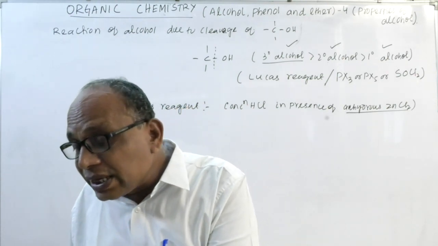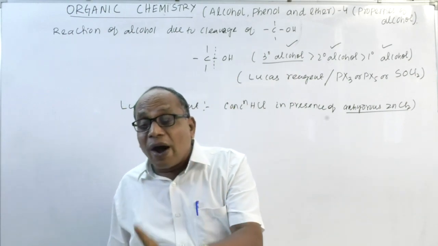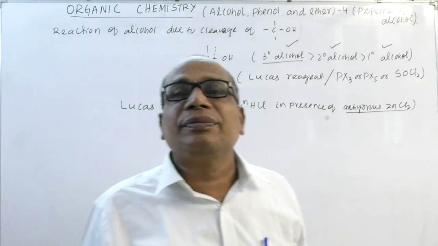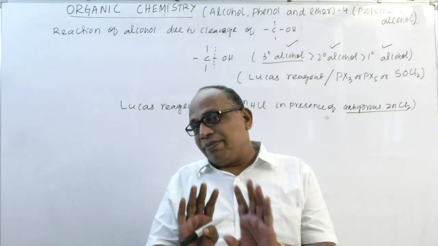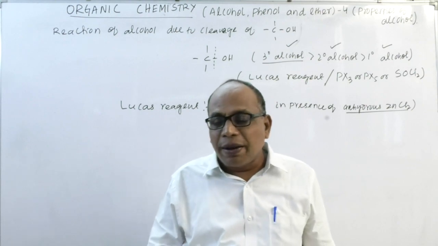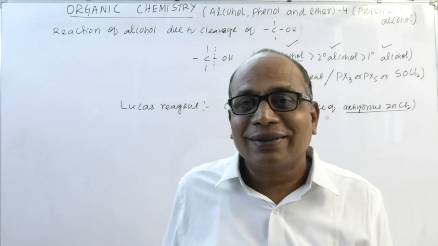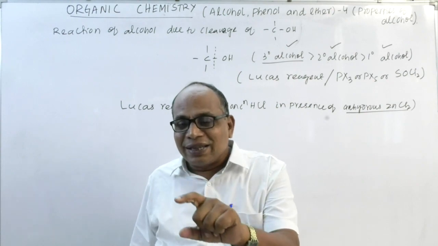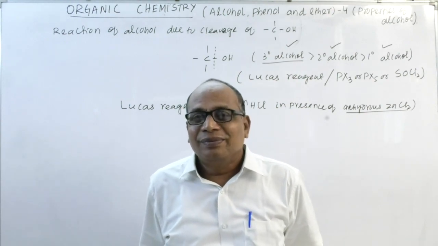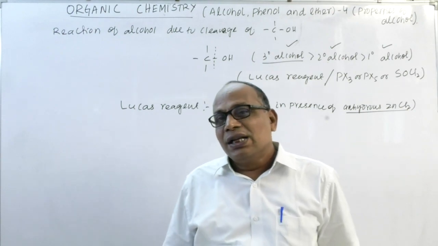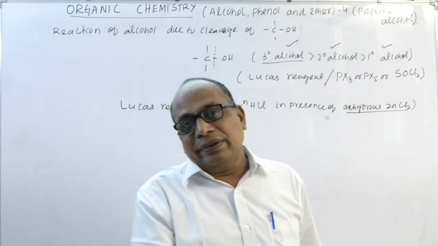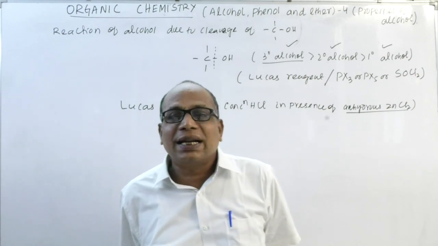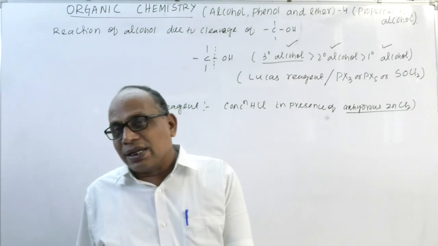If the sample gives the white precipitate after 5 minutes of standing, then the sample is your secondary alcohol. If after 5 minutes the sample does not give any precipitate with the Lucas reagent, you simply warm it. If it then gives the white precipitate of alkyl halide, then the sample is a primary alcohol. Okay, students? So you can distinguish the primary, secondary and tertiary alcohols by Lucas reagent. That's why it is called the Lucas test.